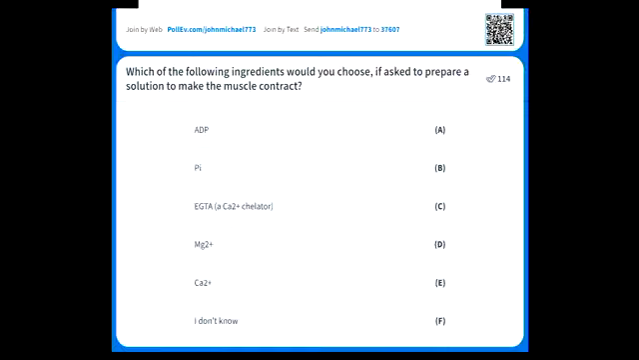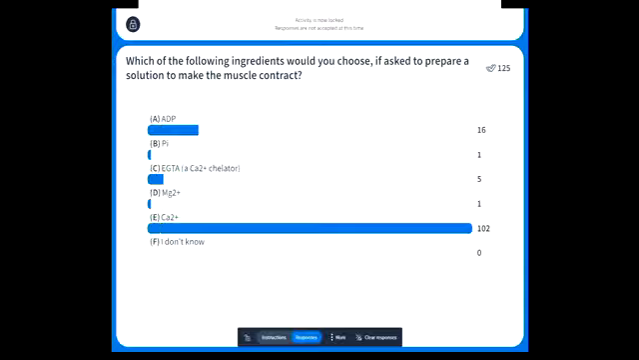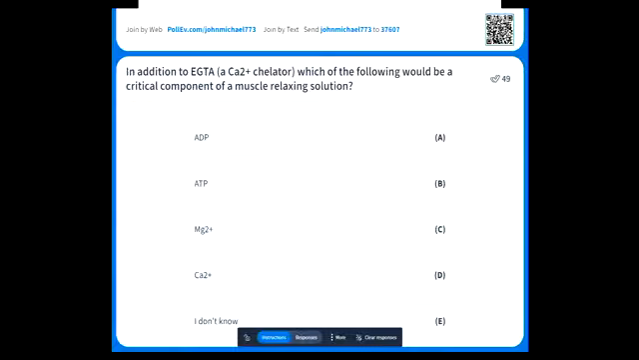Calcium. Yes, calcium is the right answer, right? So adding calcium is necessary for the muscle to contract. So now, if you want to make the muscle relax, right, we can get rid of the calcium by using EGTA, right? So it's a calcium chelator which can bind calcium, and so that we can get rid of the calcium. But we need another very important component for making the muscle relax.